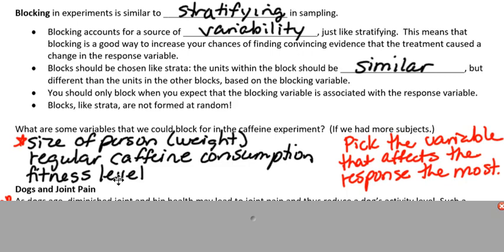So how do we decide which variable to block on? Pick the variable that you think is going to affect the response variable the most. We thought as a class that size of person probably would be the most effective variable to block on.